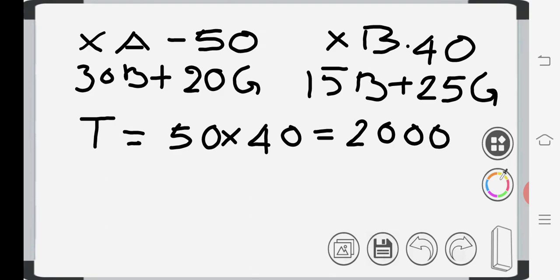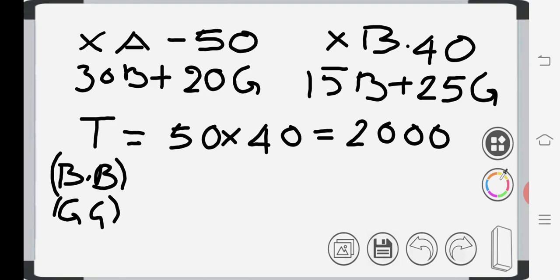Of these 2000 pairs, there are three kinds of pairs. First one is both being boys. Second is both being girls. And the third is one boy and one girl.